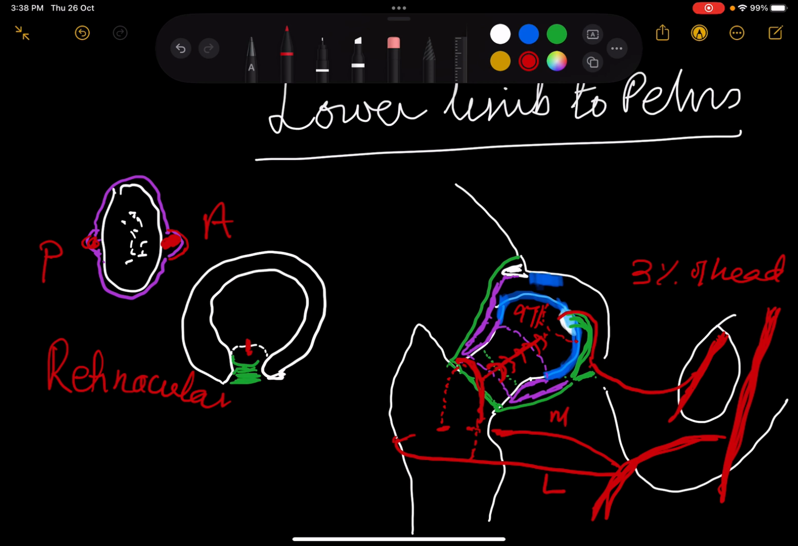The beauty of this vessel is that it crosses the growth plate. Here will be the growth plate. So it crosses the growth plate, and therefore this forms the rest of the supply of the head. Now what happens is that in this synovial cavity, if there is fluid, and this is in a closed space of the capsule, this leads to increased pressure.